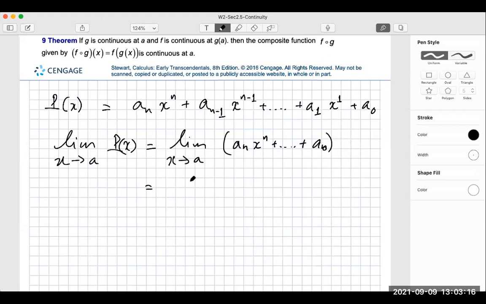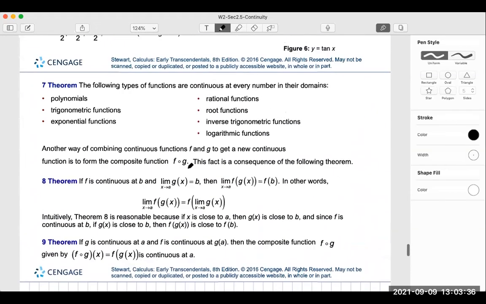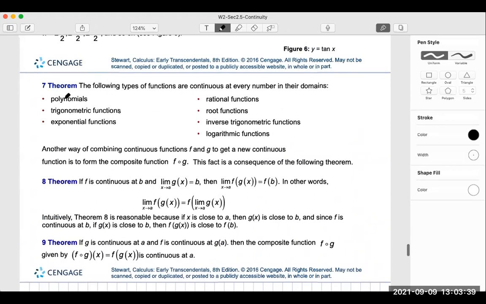Which limit laws should we use to find this limit? Addition, yes. And then some other laws, right? And then finally, we conclude that any polynomial will be continuous by proving it this way. Okay? That is why we have the first property here. So all polynomials are continuous on R.